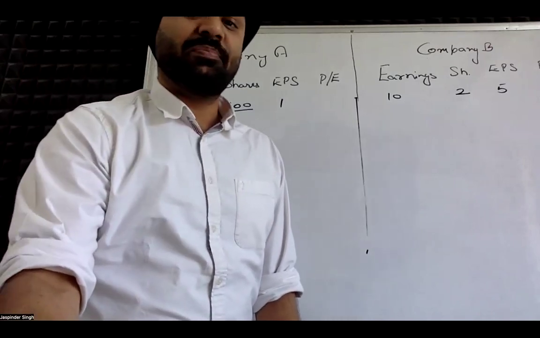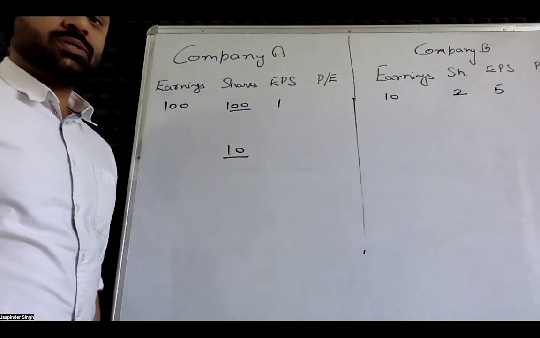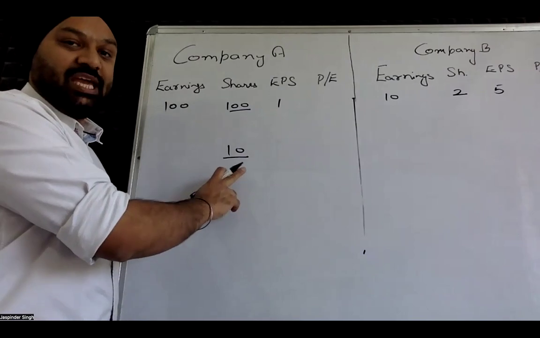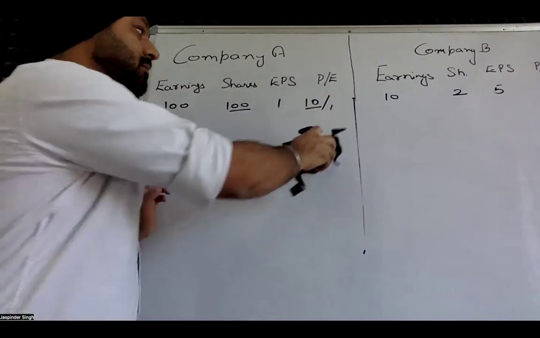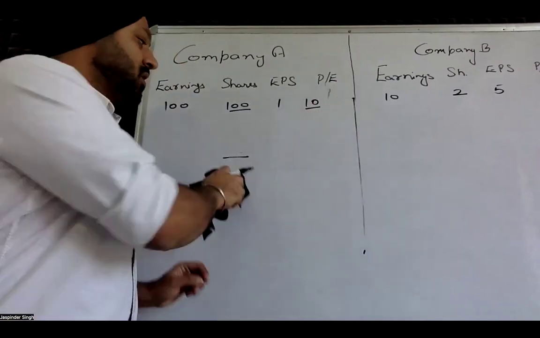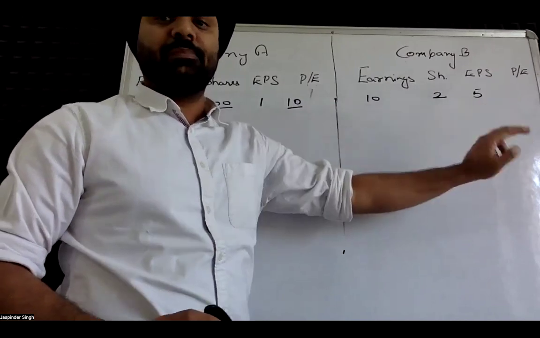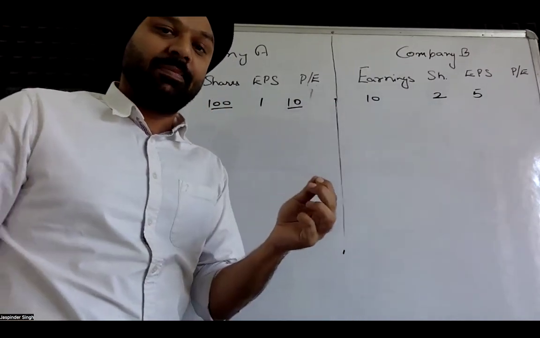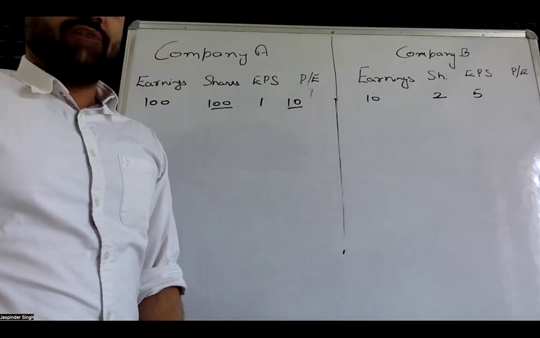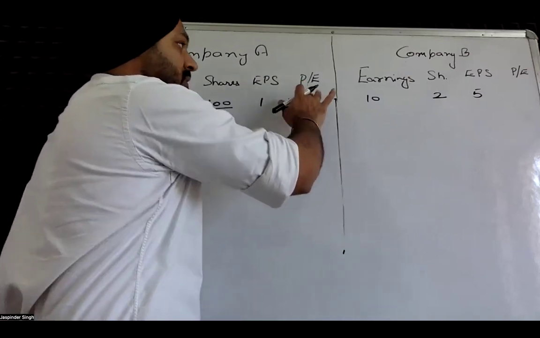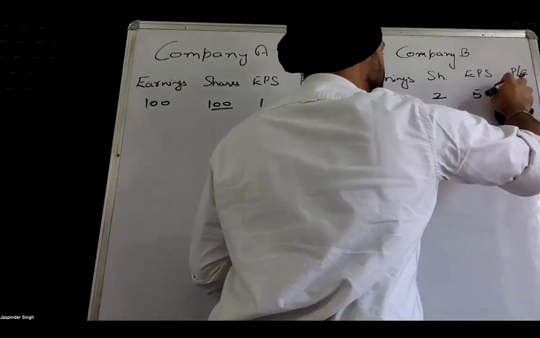Let's say the price of company A share right now is $10 only. So the price to earnings ratio will be equal to 10 divided by 1, that is 10 only. But the price that we are paying for company B, that is the PE ratio for company B, if we are calculating, let's say the current stock price of that company is $500. Then PE ratio will be 500 divided by 5. That is, PE ratio will be 100.